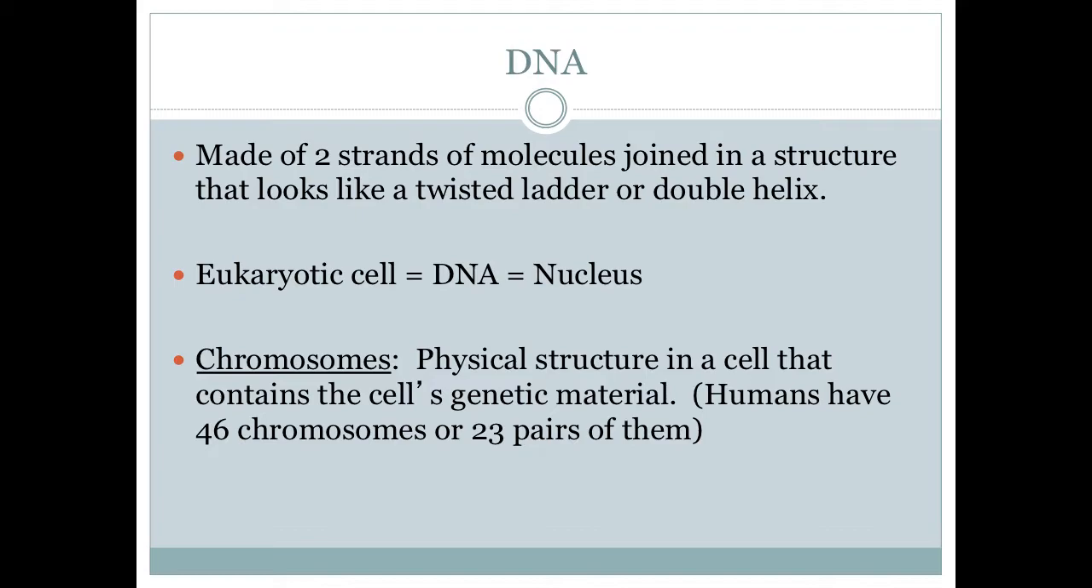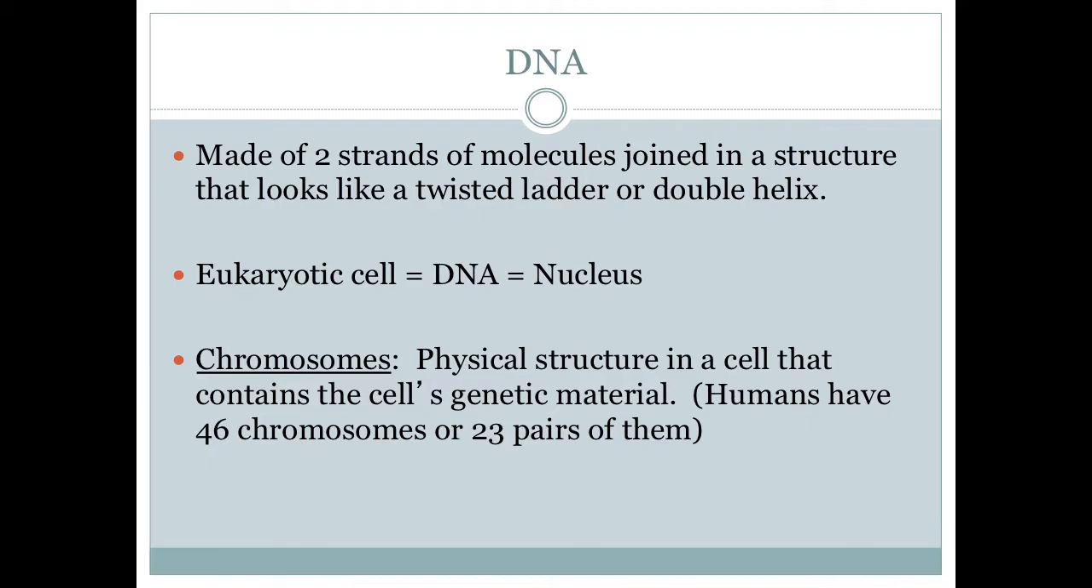DNA is made of two strands of molecules joined in a structure that looks like a twisted ladder or a double helix. In a eukaryotic cell, such as a plant or an animal cell, DNA is found in the nucleus.